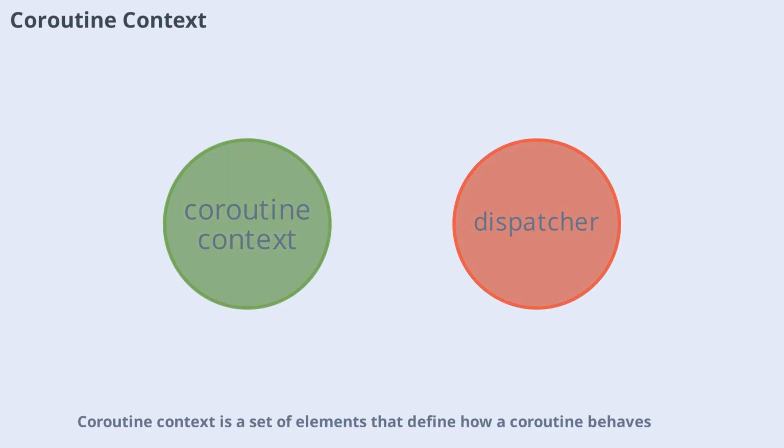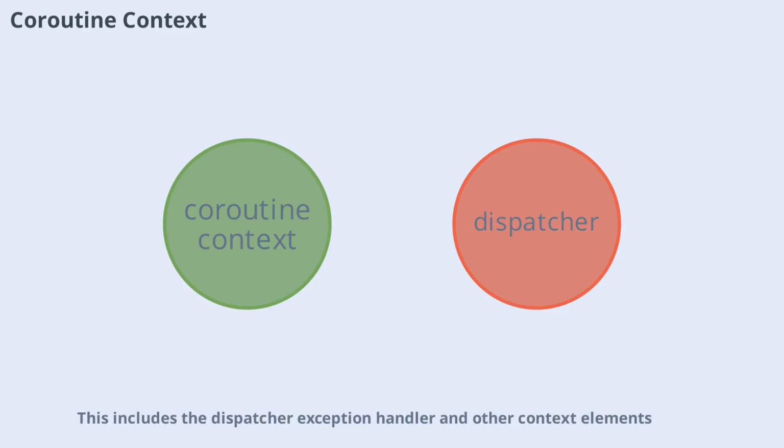Coroutine context is a set of elements that define how a coroutine behaves. This includes the dispatcher, exception handler, and other context elements. The context is passed from parent to child coroutines, ensuring consistent behavior throughout your coroutine hierarchy.